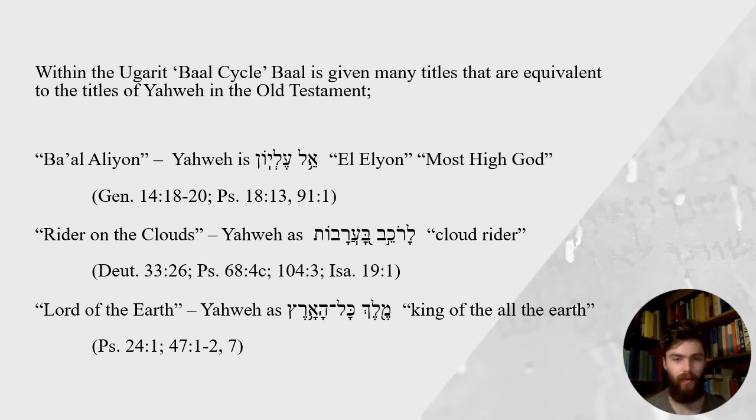Baal is called the rider on the clouds, and Yahweh is the rokhev ba'aravot, the cloud rider, in Deuteronomy, Psalm 68, and Isaiah as well. And Baal is the Lord of the earth. Yahweh is the Melech Kol Ha'aretz, the King of all the earth. So you can see that the titles and the epithets of the God are very similar.